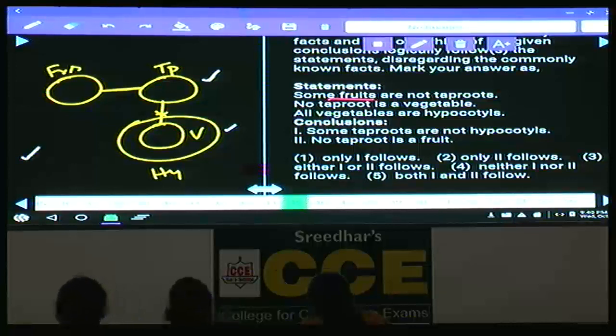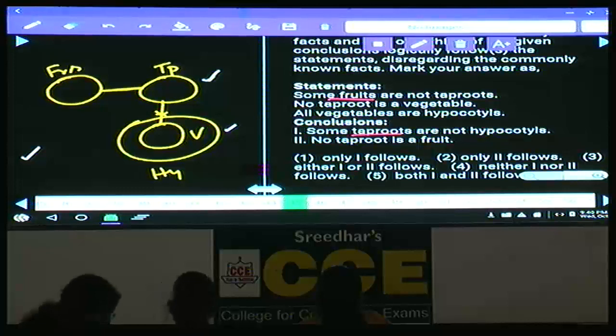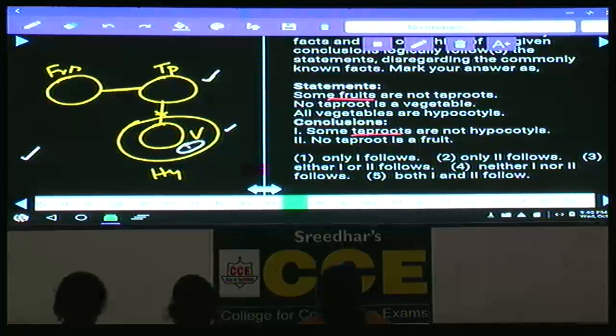In order to make this one false, since it is a negative conclusion, we need to draw the complementary pair. What is the complementary here? All taproots are hypocotyl. All taproots means this taproot must be inside. As the taproot is here, the statements are valid. Taproot and vegetable should not intersect. Without intersecting, I can bring this taproot into this hypocotyl, isn't it? Hence the alternate diagram is proven, and the previous conclusion will be false.